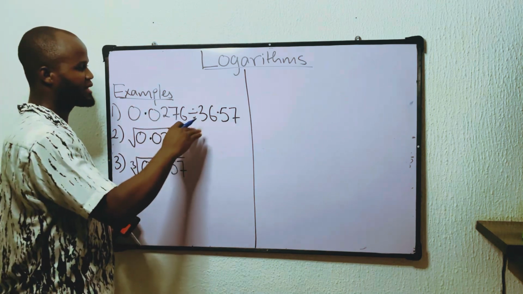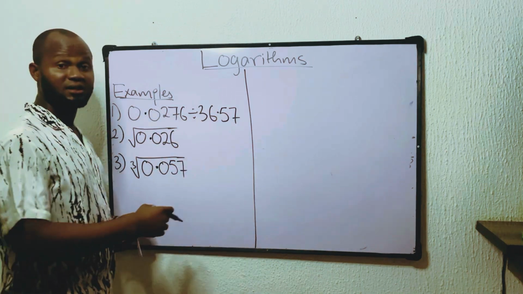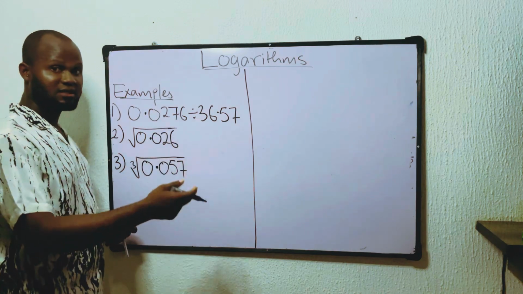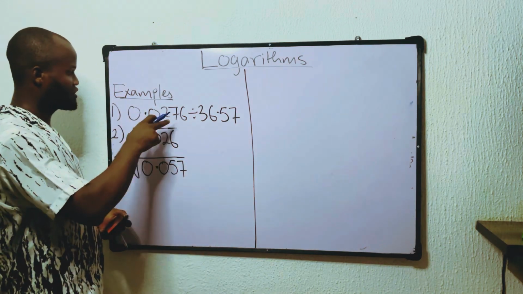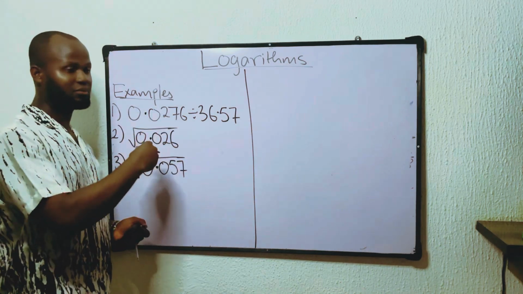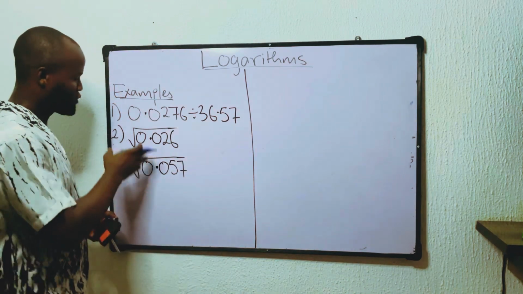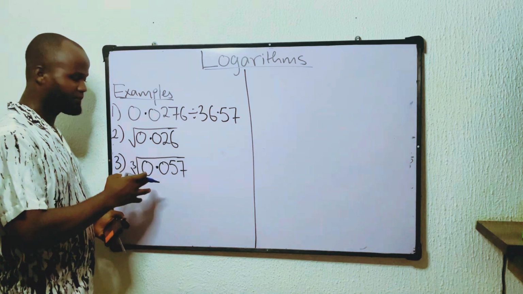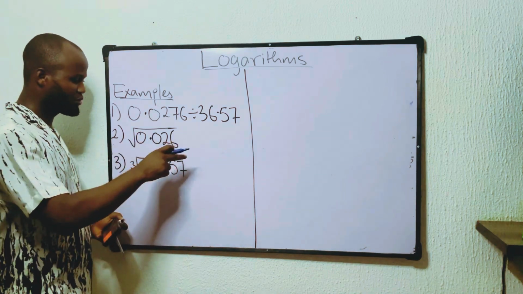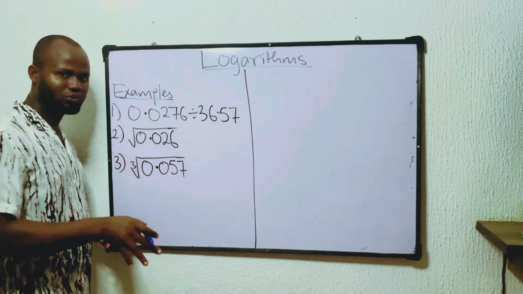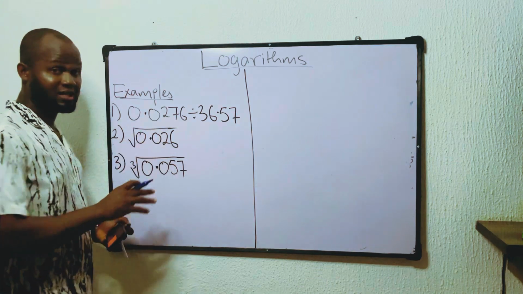0.0276 divided by 36.57. And since division implies subtraction, you'd notice you'd eventually have to borrow from a smaller number to remove a bigger number. We'll find out what that means. And I'm comparing these two problems. This one is straightforward, while this one requires a more technical approach. So let's see how we can solve this example.